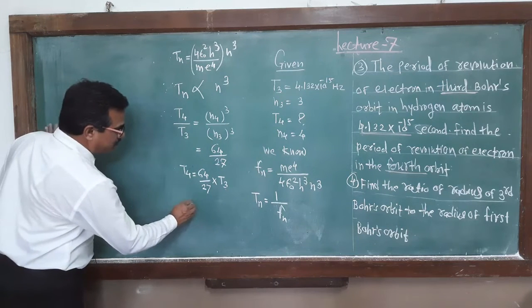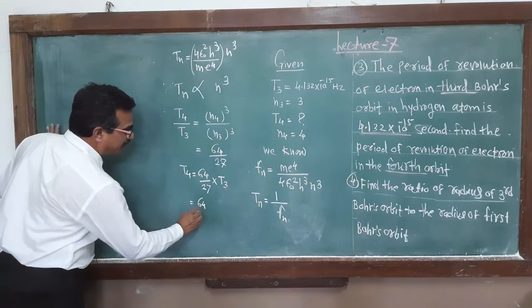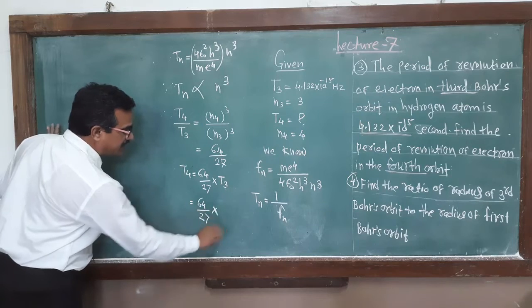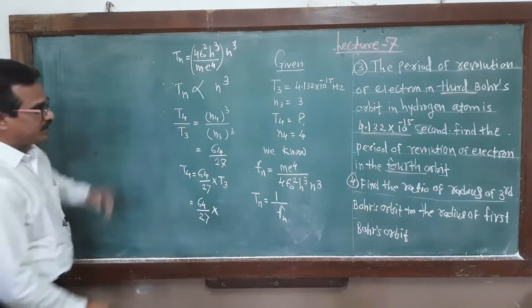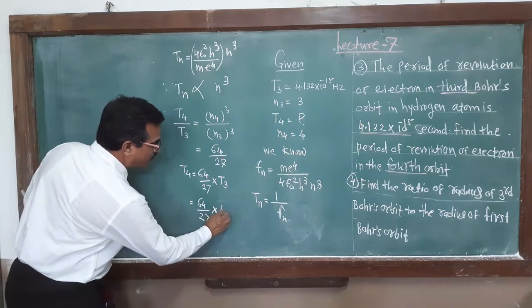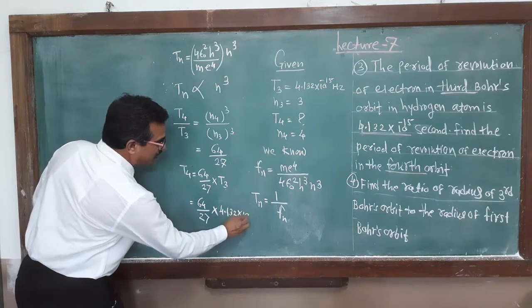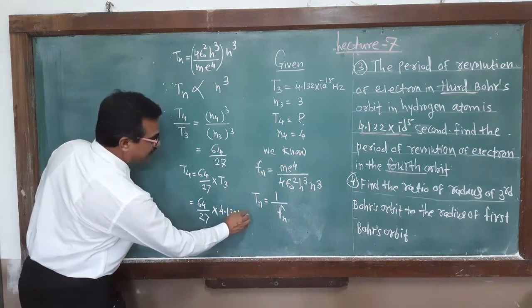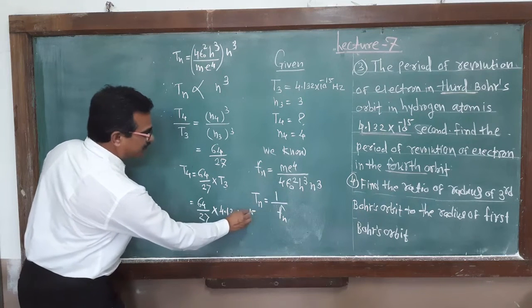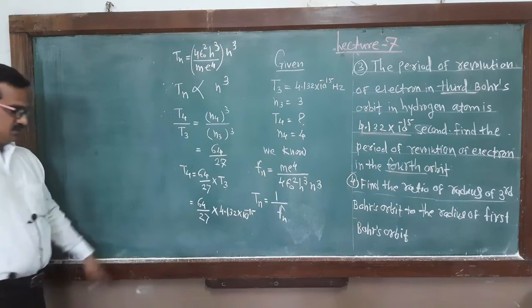That must be equal to 64 divided by 27 multiplied by the value of T3. The value of T3 is given: 4.132 into 10 raised to minus 15. This is the value.